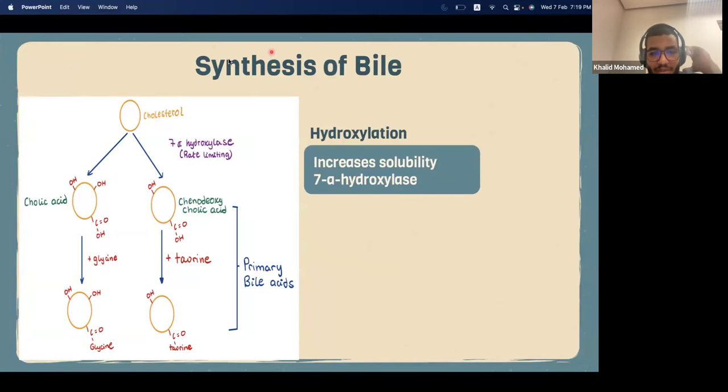Do we need to know the name of the products? Just be familiar with them. Cholic acid and chenodeoxycholic acid. This one you don't need to memorize. It just has cholic acid in it. It's one of the bile acids.